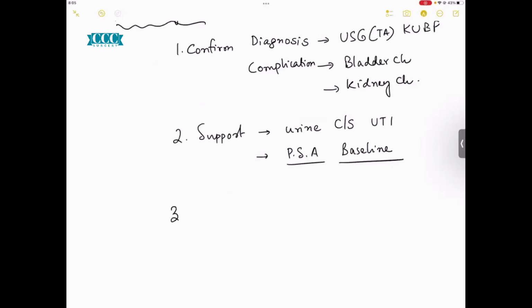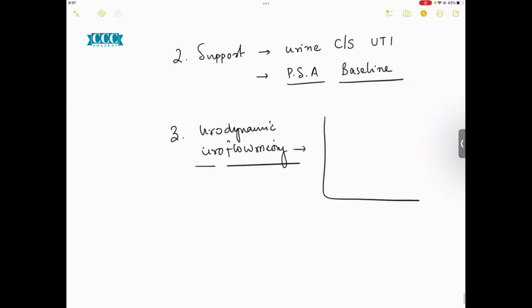Number 3, it is always important to do a urodynamic assessment, and the better word is uroflowmetry. Now, both are different terms, both are not the same. Uroflowmetry is only about measuring something called the Qmax. That means the maximum flow rate. This is the normal Qmax.